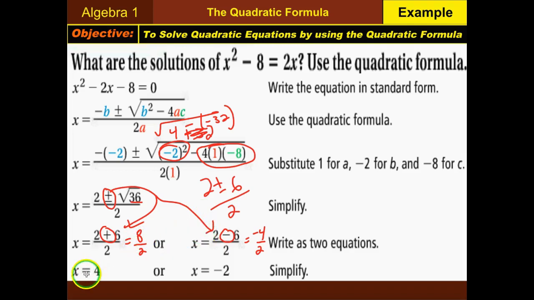All right. And our answers are both of these. X equals 4 and x equals -2. So if we're looking at a graph of this, this means that it should be crossing at x equals 4 and x equals -2.